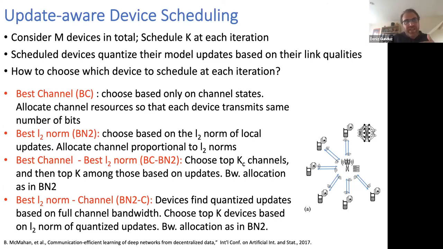So in the end, I might be scheduling a user which has a huge L2 norm, but then it ends up getting so little resources that it has to quantize it so small that it's not a large L2 norm anymore. So this last scheme basically tries to avoid that, where each user looks at its own channel and then assumes that it's going to be allocated all the bandwidth, then does the compression and looks at the L2 norm of this reduced model. And then we schedule them based on that. So this avoids that issue.